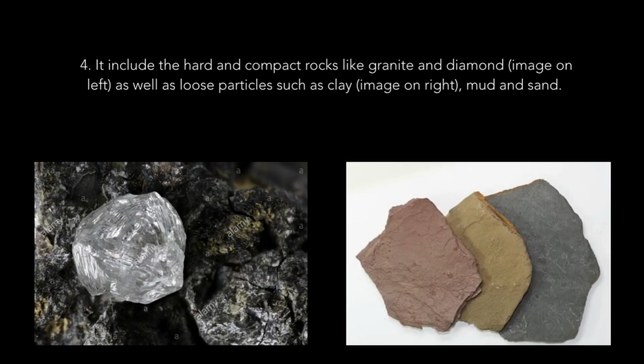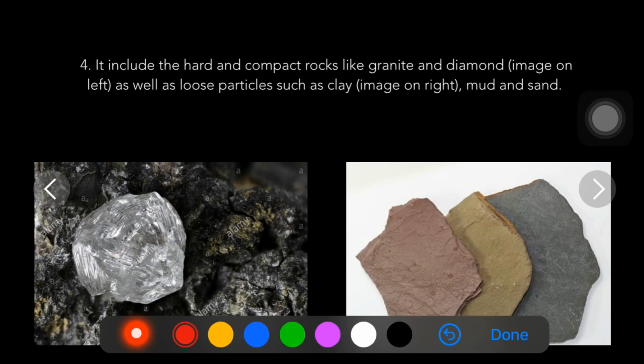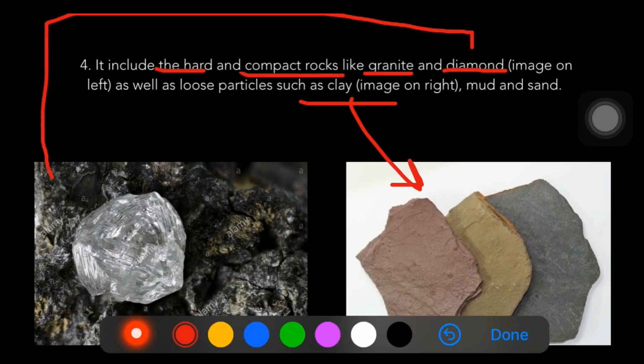So the fourth feature says that not all rocks are hard rocks. There are rocks which have compact features also, which have loose particles also. For example, the diamond shape given on the left-hand side is an example of a hard rock, whereas the right-hand side image, which shows clay and components of mud and sand, is an example of compact rocks which have loose particles, which can absorb water easily and do not resist water much.